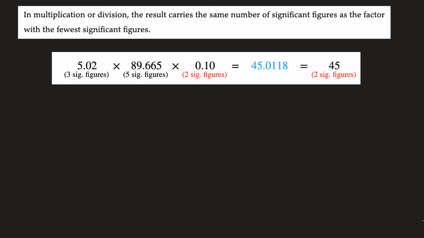In multiplication and division, your answer can't have more precision than the least precise measurement. Or another way to say that, you can't have more significant figures in your answer than the measurement that has the fewest number of significant figures.